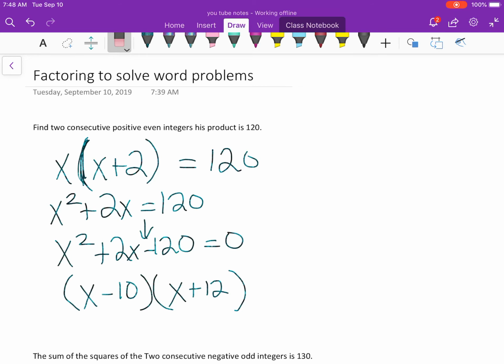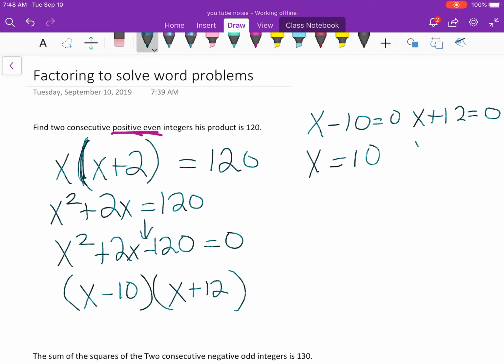The question has asked for positive even integers. Positive even integers. So I have to go over here and I have to solve each one of these factors by setting them equal to 0. So this is going to be x equals 10 or x equals negative 12. Well, which one is positive? This is positive, which means I do not need that.